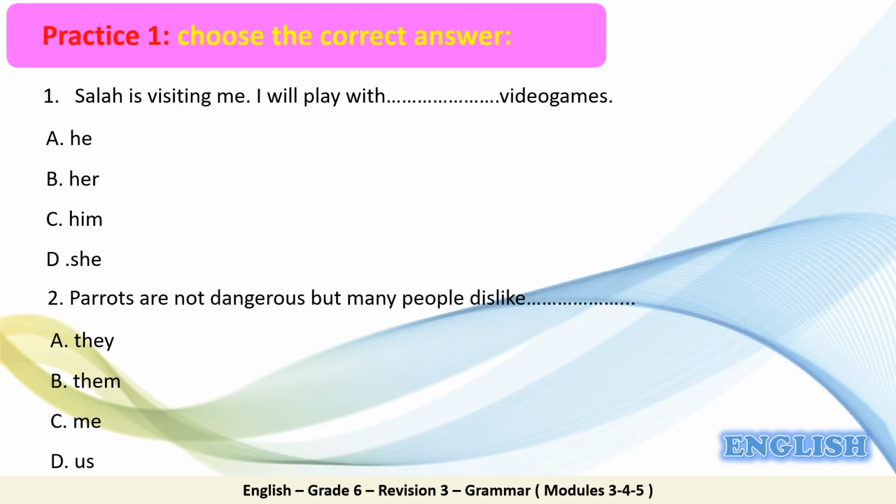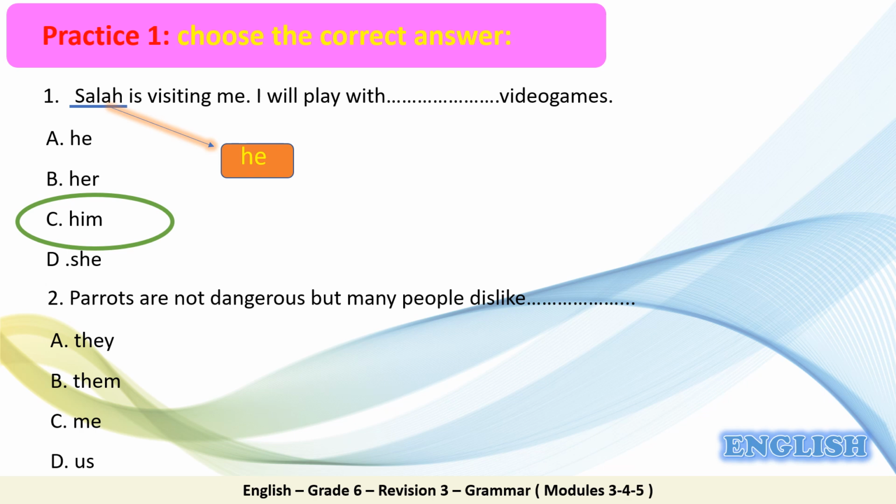Let's have a short practice. Practice number 1. Choose the correct answer. Sentence 1. Salah is visiting me. I will play with he, her, him, or she video games. Note here that Salah is the subject of the sentence, so the subject pronoun is he. Excellent. I will play with him video games.